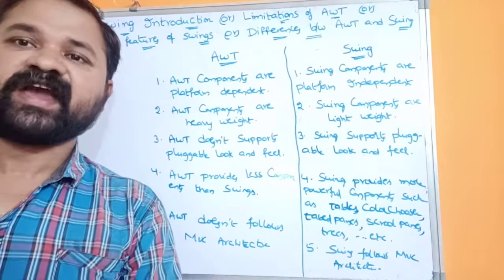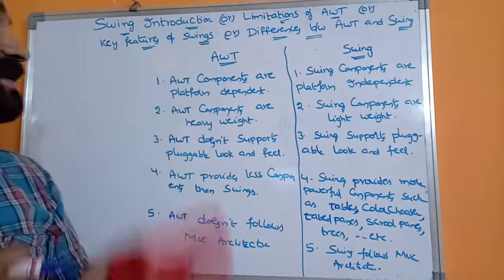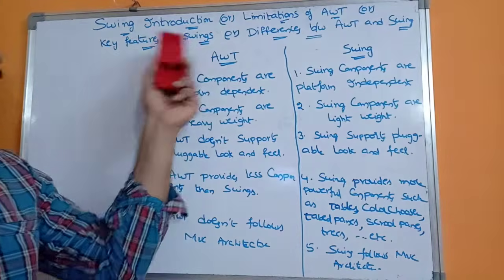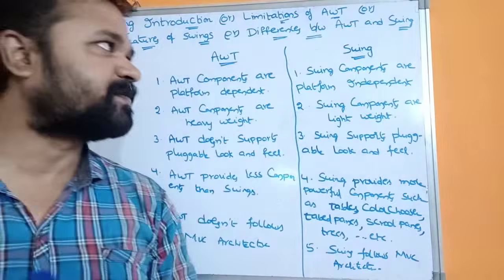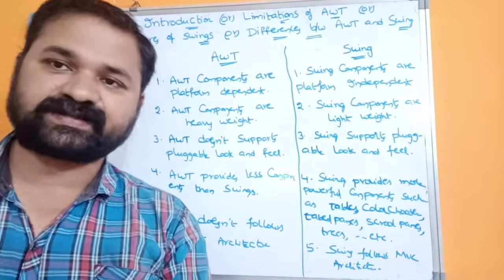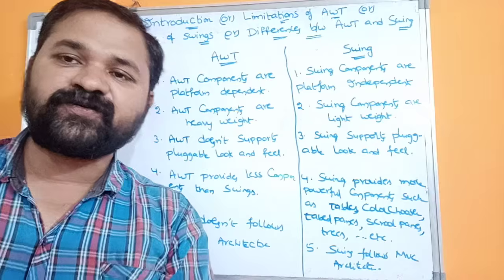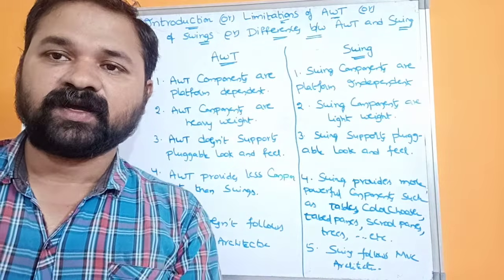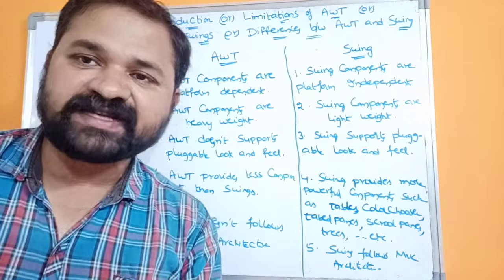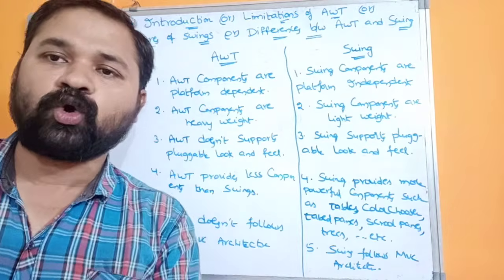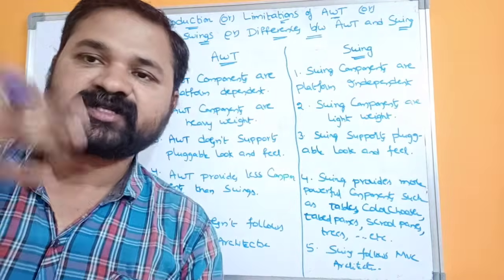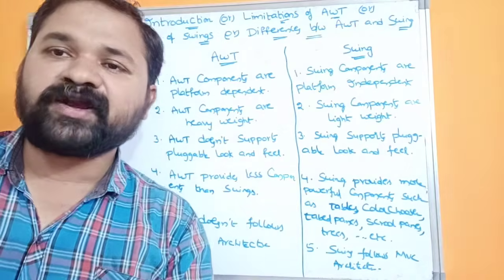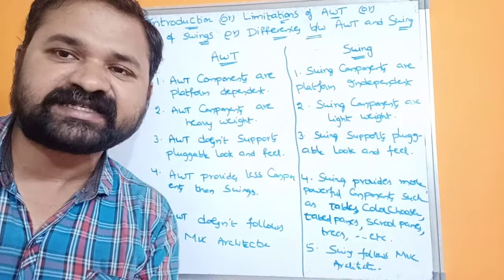In this video, we are going to discuss swing introduction, limitations of AWT, key features of swings, differences between AWT and swings. Swings are mainly useful in order to overcome the limitations of AWT. We know what is AWT. AWT stands for Abstract Window Toolkit. AWT supports several controls, but AWT has some problems. In order to overcome all those problems, we use swings.